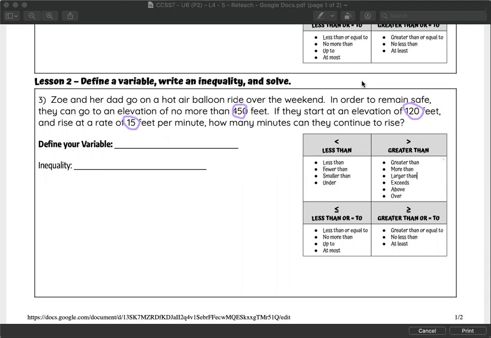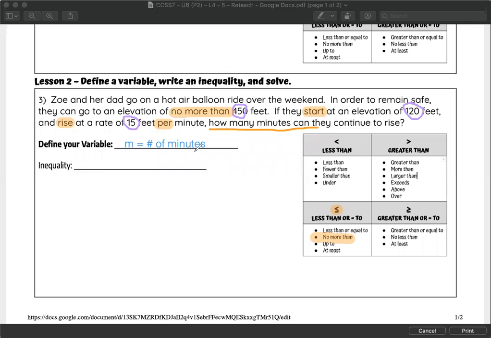So we circled some numbers. Let's highlight some key words. I see no more than, which is an inequality symbol for less than or equal to. They start at an elevation of 120 feet and they rise at a rate of 15 feet per minute. Then our question is asking, how many minutes can they continue to rise? So first off, that tells me my variable is going to be m equals the number of minutes.